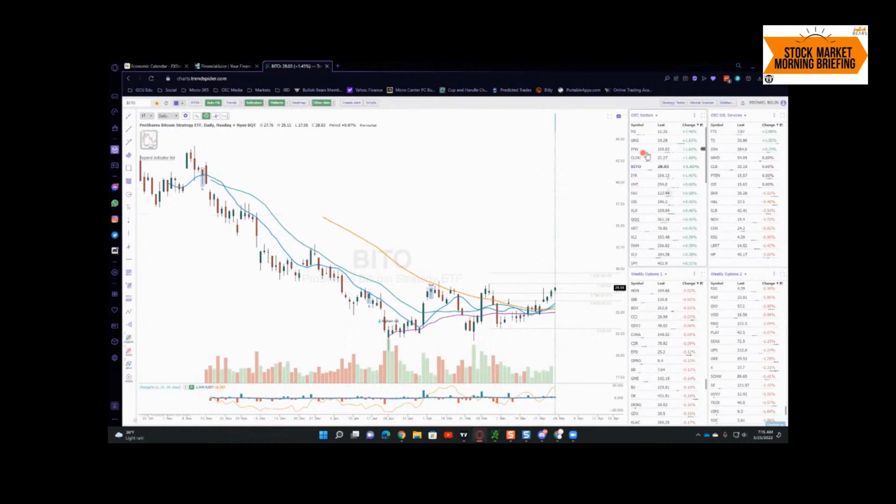Cloud computing is also up this morning. And then the pot stocks or pot sector is up this morning. Everything else is midline to flat, slightly weak, slightly positive. Not a whole lot of excitement there.